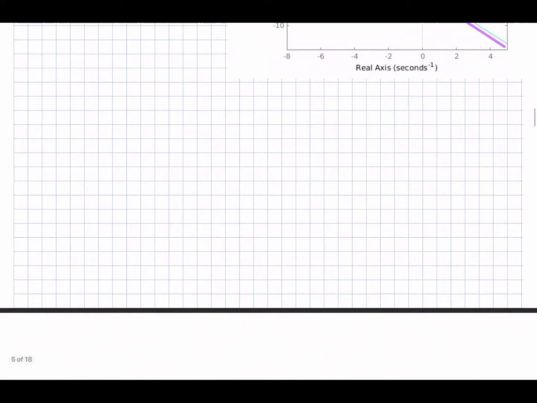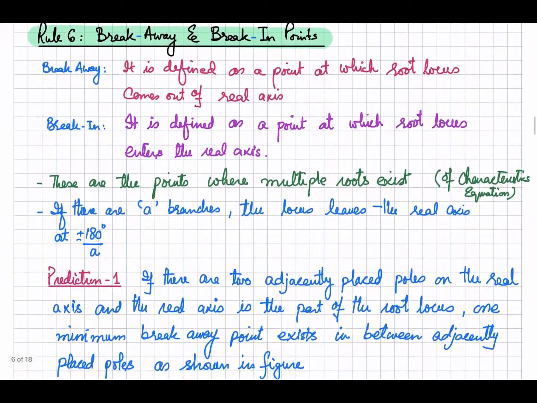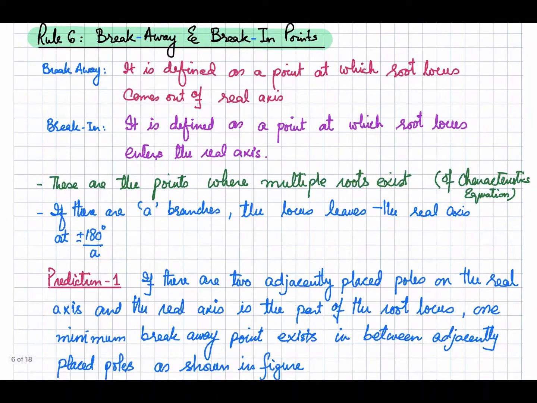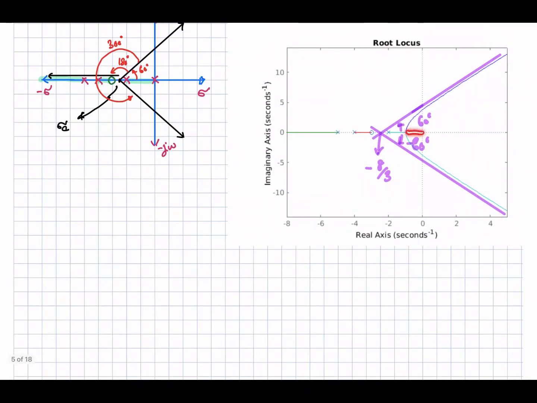Okay, now let's discuss rule number 6, that is the breakaway and the break-in points. So what is the breakaway? It is defined as the point at which the root locus comes out of the real axis. That is this one and this one. Your root locus, this one, has come out of the real axis. The other root locus is over the real axis. This portion is the real axis. But when it comes out of that, we say this is the breakaway.